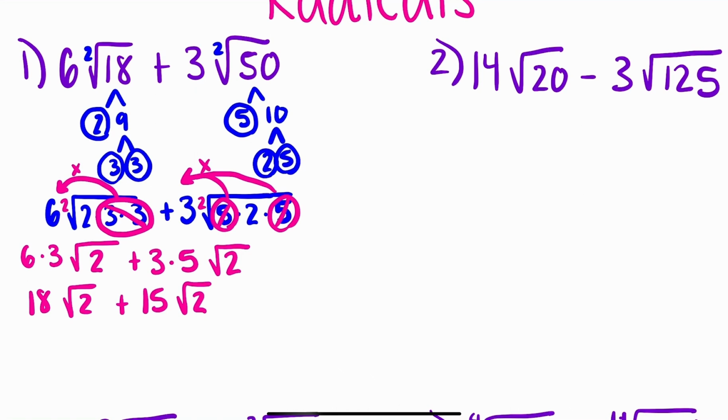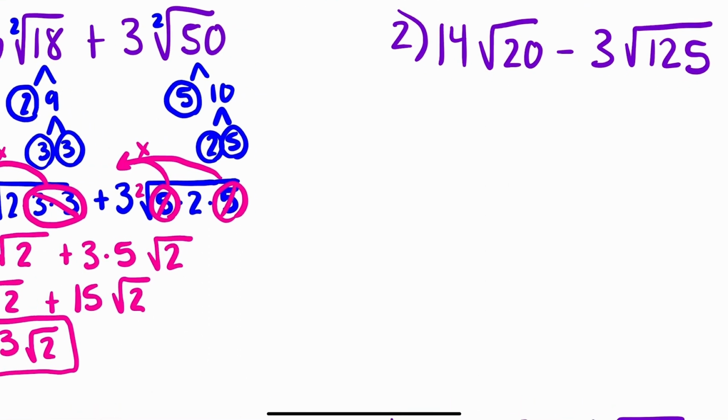Since the radicals are the same, they're both square roots, and the numbers under the radical are the same, we can add the front numbers. So 15 plus 18 is 33. The root does not change. Think of it like a variable. Pretend that it's an x. So my answer to this one is 33 times the square root of 2.